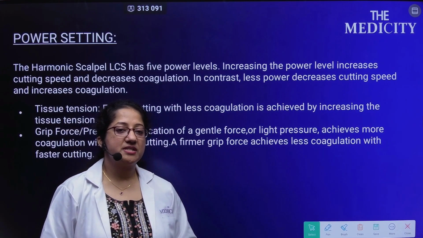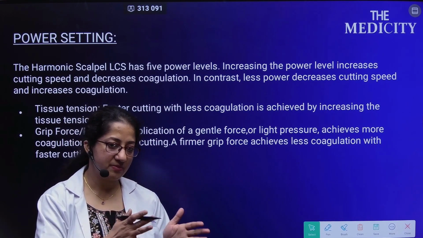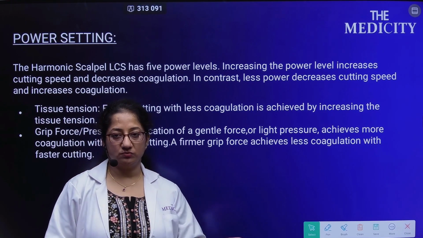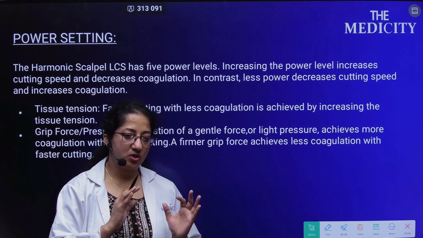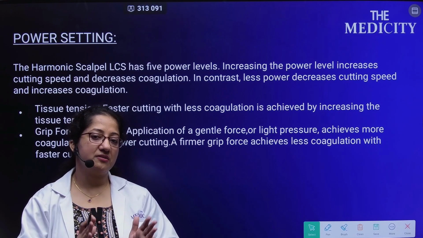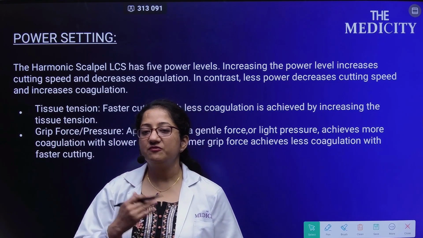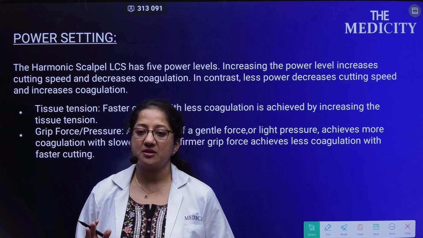Okay. Power setting: the harmonic scalpel has 5 power levels. It has a minimum setting and a maximum setting. In the minimum setting, we usually keep it at 2, and the maximum setting we keep it at 5. So with the minimum we coagulate, and with the maximum we can cut. So the slower we coagulate, the better, so that the chances of complete coagulation are there. If we do a quick coagulation, sometimes after 2 minutes that particular pedicle can start bleeding.